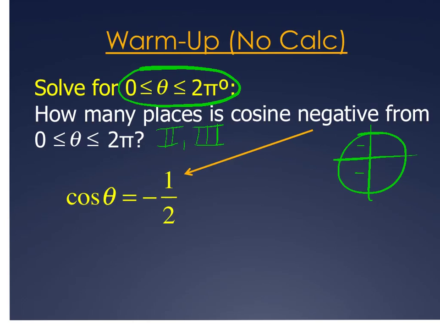Well, cosine is 1/2. We know the reference angle is 60 degrees, or pi over 3. So in quadrant 2, we'll have theta equals 2 pi over 3. And the angle in quadrant 3 with a reference angle of pi over 3 is 4 pi over 3. Again, both of those have reference angles of 60 degrees or pi over 3. We got that because the cosine of 60 is 1/2. From there, you're finding in radians the two angles where that's true in quadrants 2 and 3, since that's where cosine is negative.